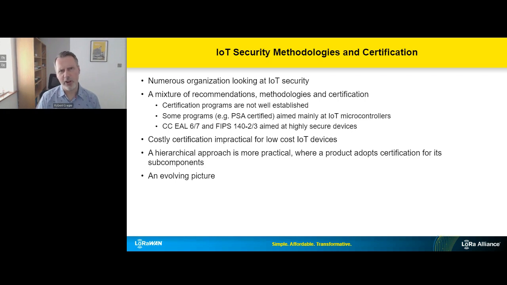Some, like Common Criteria EAL67 and FIPS 140, are aimed at really highly secure devices and tend to have a quite strict, costly certification program, which is generally impractical for low-cost IoT devices, which is often the case for LoRaWAN devices, say in agriculture. You can't have a really expensive program around some of these sensor devices. And other consumer devices are very cost sensitive, so you can't make it too expensive to certify the security. Sometimes what's been looked at is a hierarchical approach.